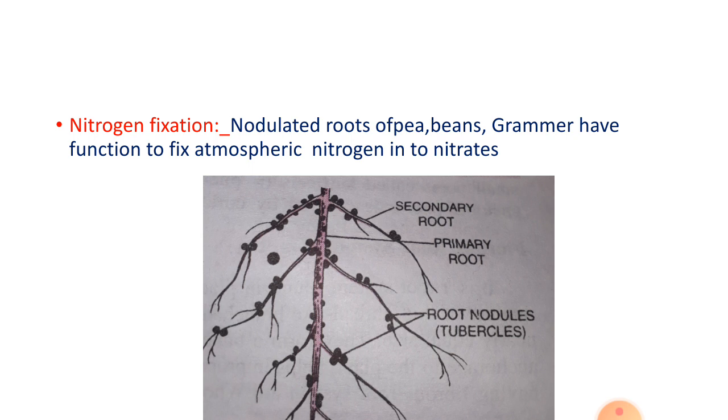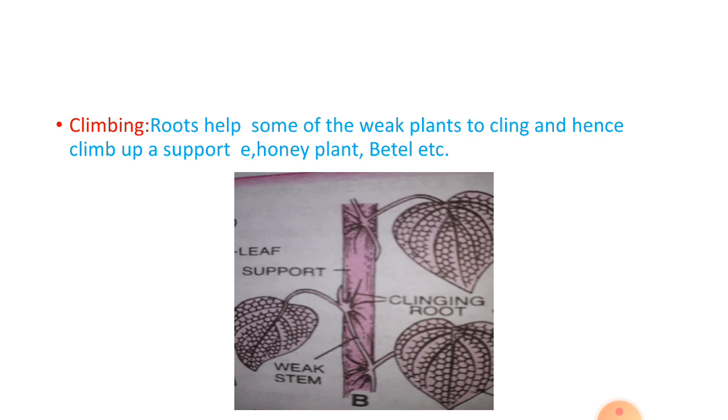Another function of the root is nitrogen fixation. Nodulated roots of pea, beans, and gram have the function to fix atmospheric nitrogen into nitrates. So this becomes a source of fertilizer for the plants. That is, the roots are nodulated. They act as nodulated roots.